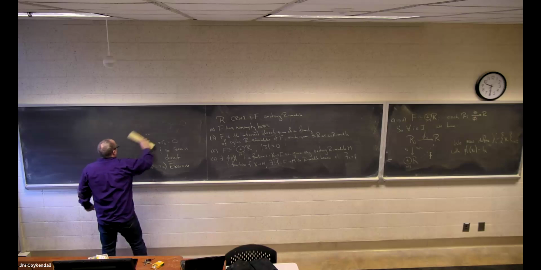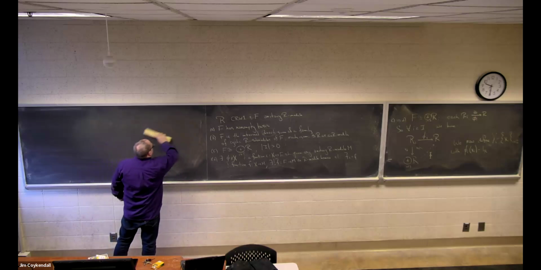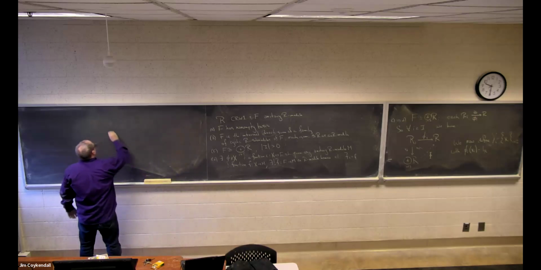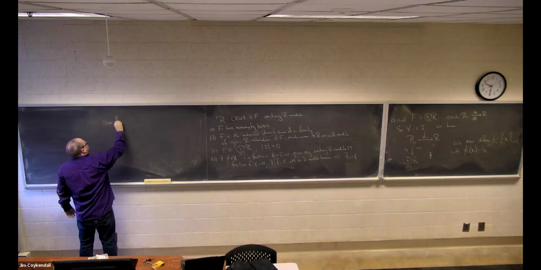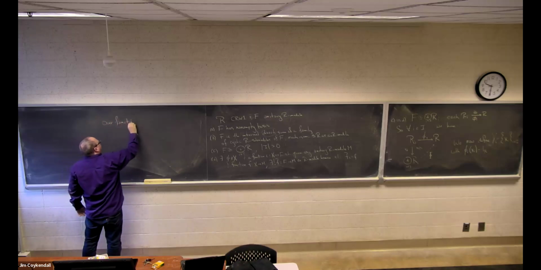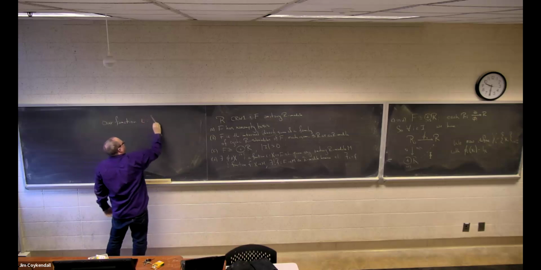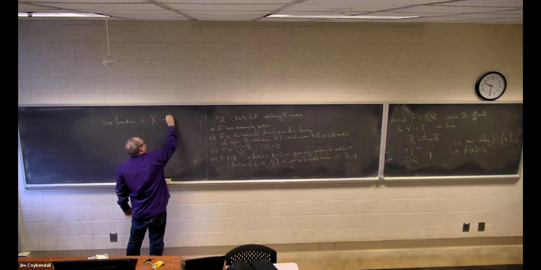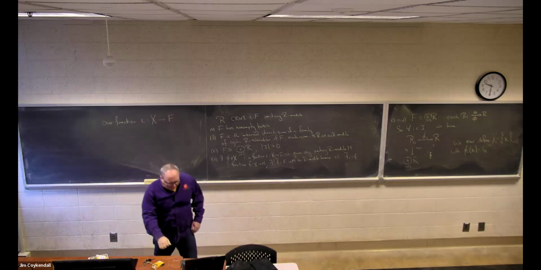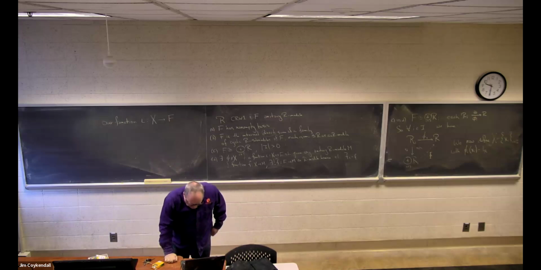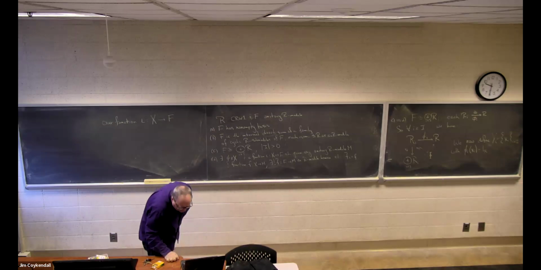And our function, we've got to build this function, iota from X to F, assigns to each cyclic generator, this xi, its image in F.